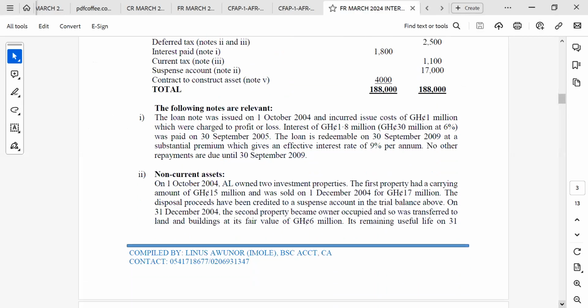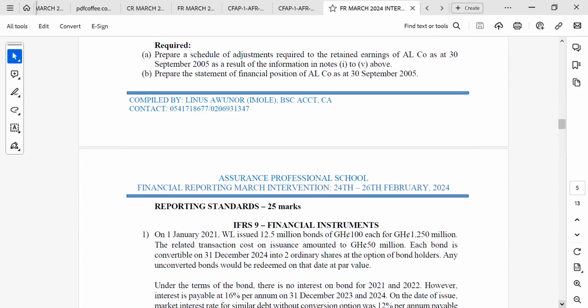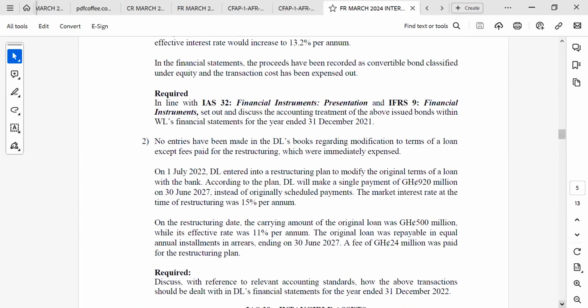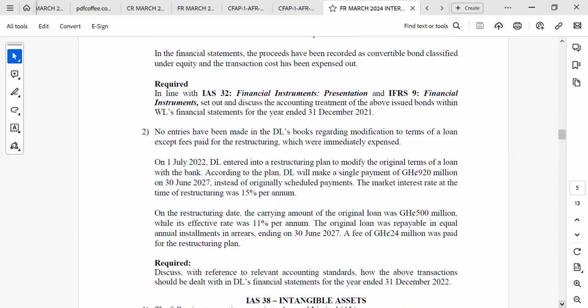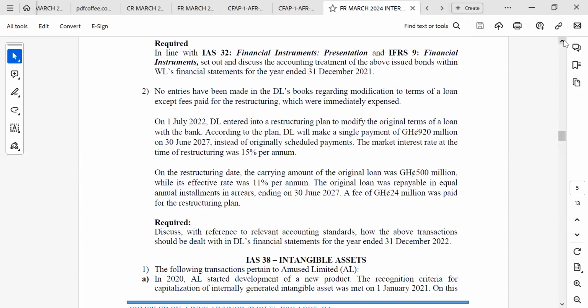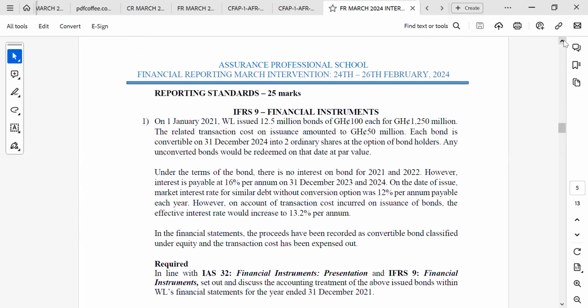Okay, so tomorrow we will just look at the standards, but let's start some of them for now before tomorrow. Let's see whether we can pick a question on the financial instruments. Auntie Bernice, are you there? Yes, sir. Okay, help us with Question 1.